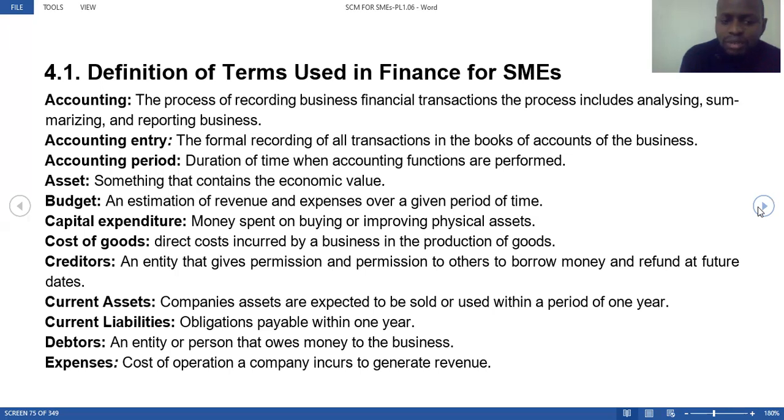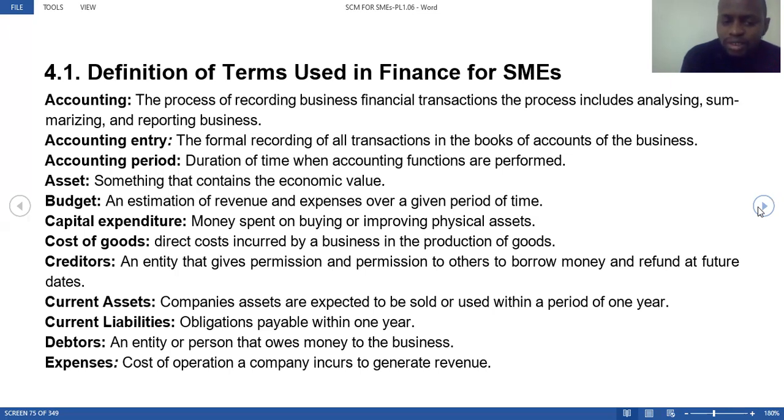Then you have current liabilities. These are obligations payable within 1 year. Remember, in liabilities, this is the amount that you have to pay as an organization, the amount that you owe other businesses. Therefore, you have to pay within a certain period.